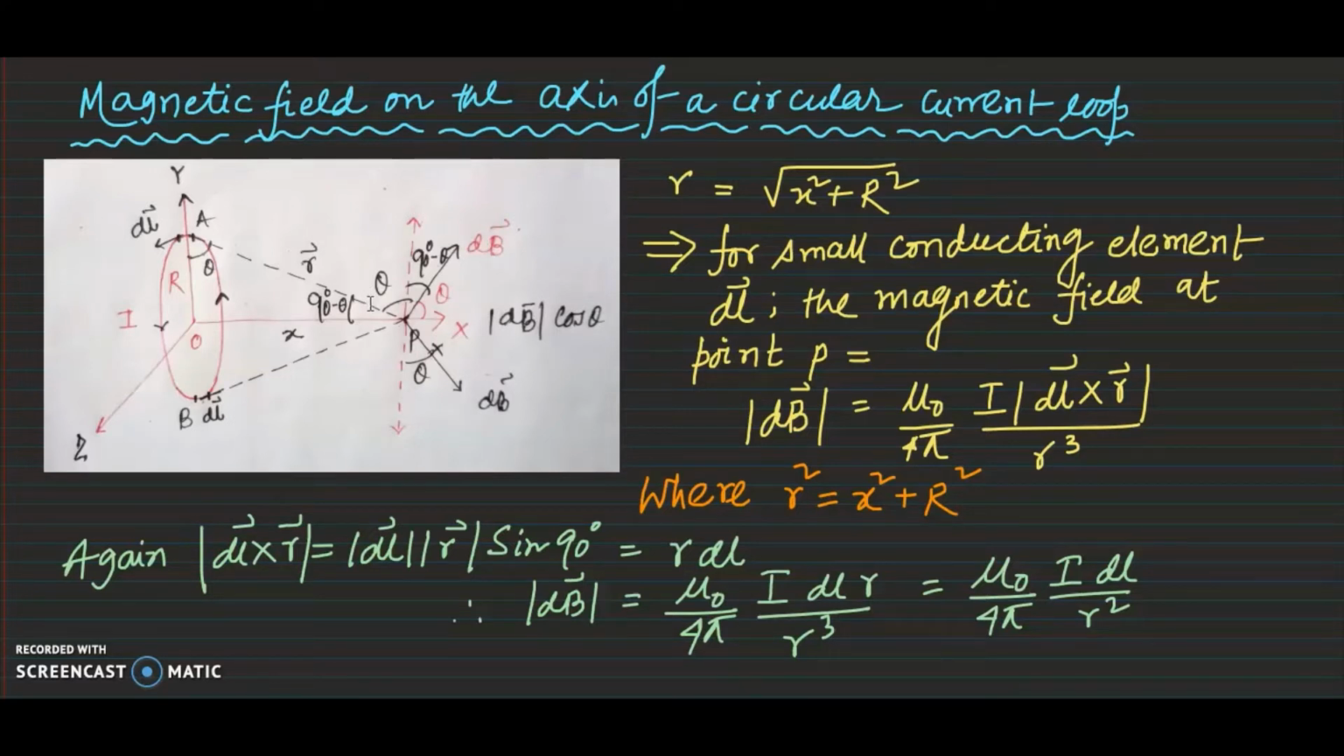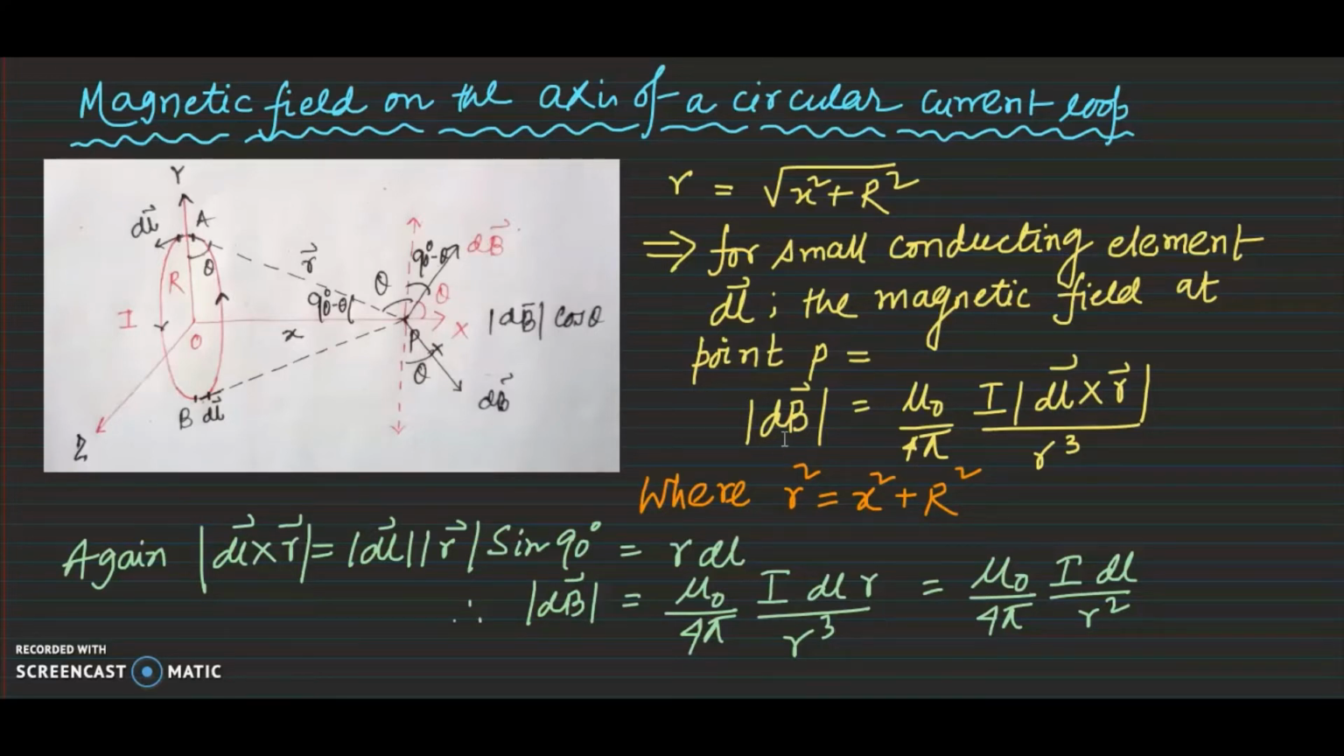Now we consider two small elementary lengths dl just opposite to each other along the diameter of the loop. We can consider this element dl and here another one just opposite. We assume that the current I is steady, and the calculation is done in free space. Now for such a small element dl, through which the current is passing, we can calculate the magnetic field at the point P.